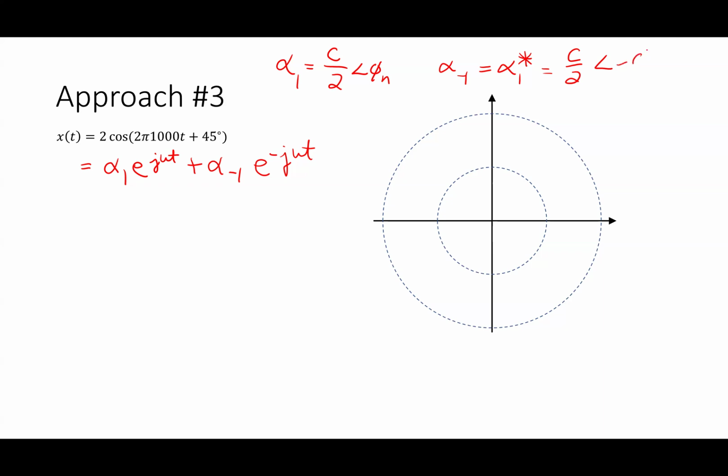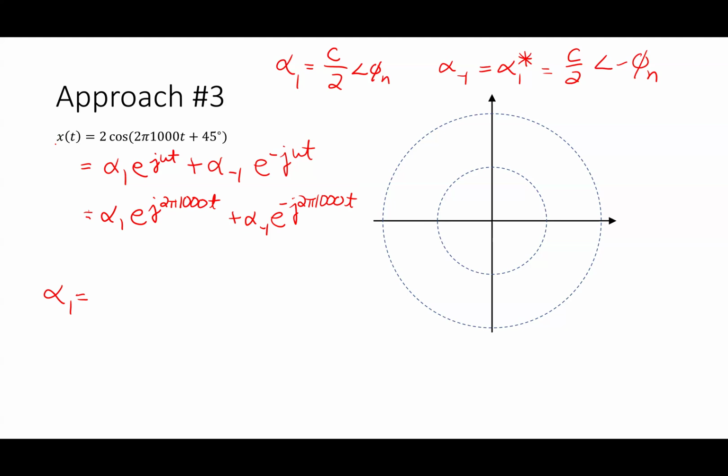The angle is the negative, so I say negative phi n like that. All I'm trying to do here is pattern match to this thing. It's fairly straightforward. So what do I put for omega in both of these? 2 pi 1000. So I would say alpha 1 e to the j 2 pi 1000 t plus alpha minus 1 e to the negative j 2 pi 1000 t, like that. Then what do I do for alpha 1?